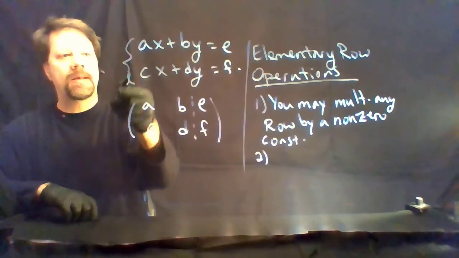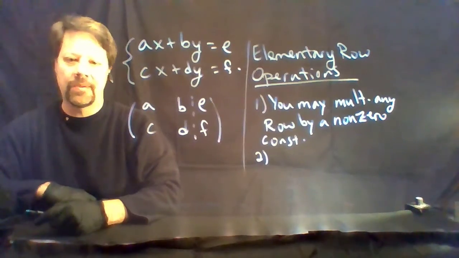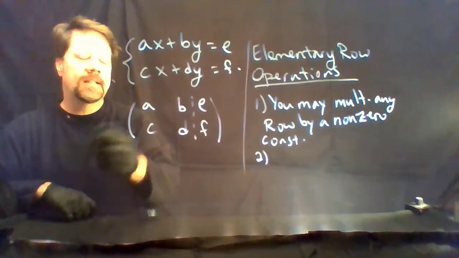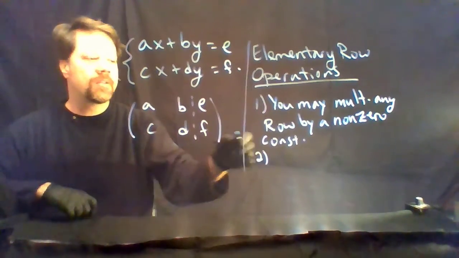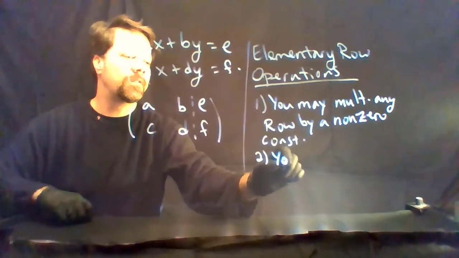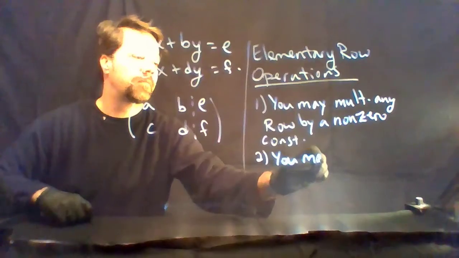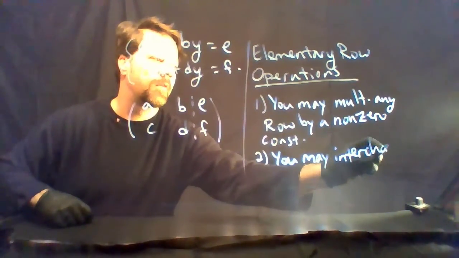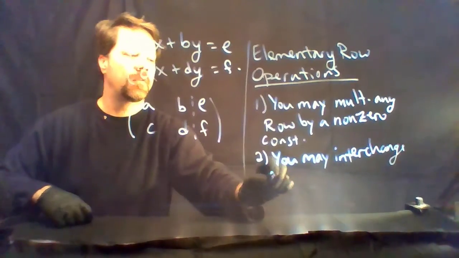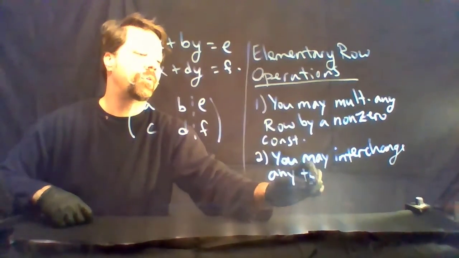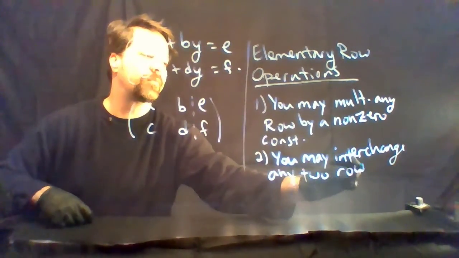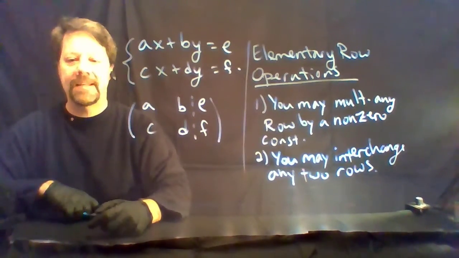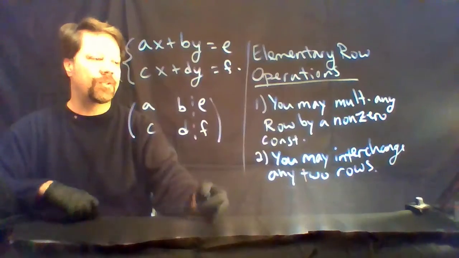Second, it doesn't matter what order you list the equations in terms of finding the solution set. Similarly, it doesn't matter what order you list the rows. So you may interchange any two rows. That's a legitimate row operation that you can perform in the augmented array and obtain the solution.